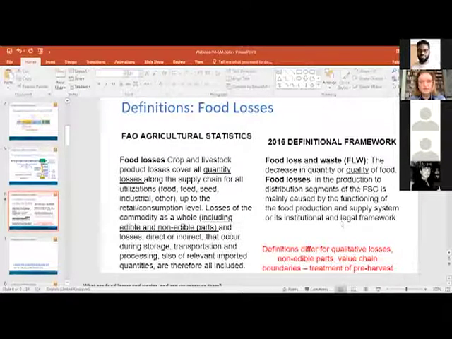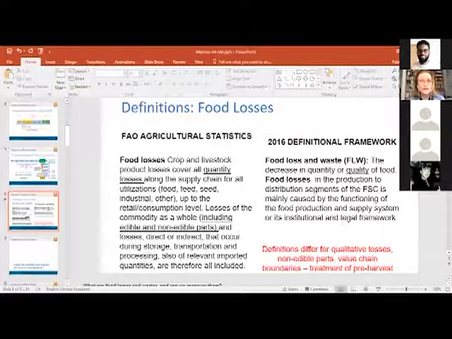A lot of scattered information, and one of the problems was the enormous variability of definitions on food losses. So Rosa presented the definition of food losses that has been adopted, which is a decrease in the quantity or quality of food. But for the measurement, it has to focus on quantity losses only, because it is too complicated to measure qualitative losses all along the value chains for a large number of commodities on a national scale.